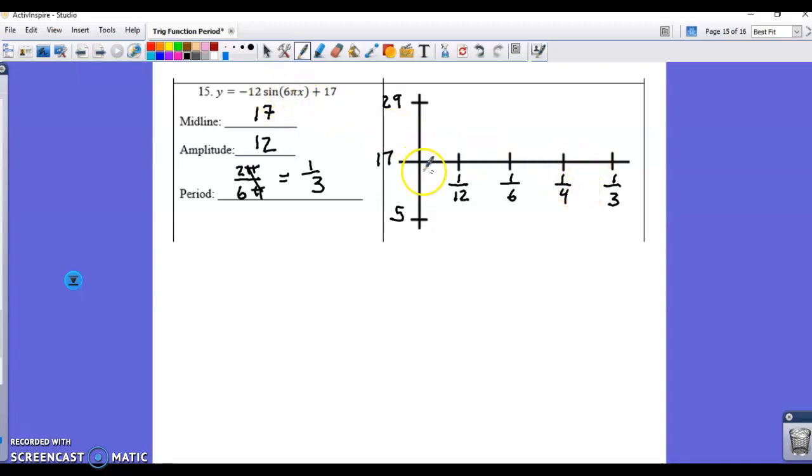It's a negative sine. It'll start at the midline, minimum, midline, maximum, midline, and go down. There you go.